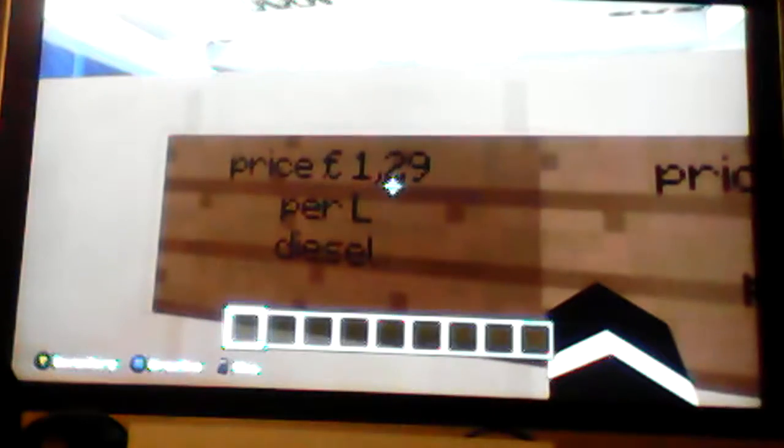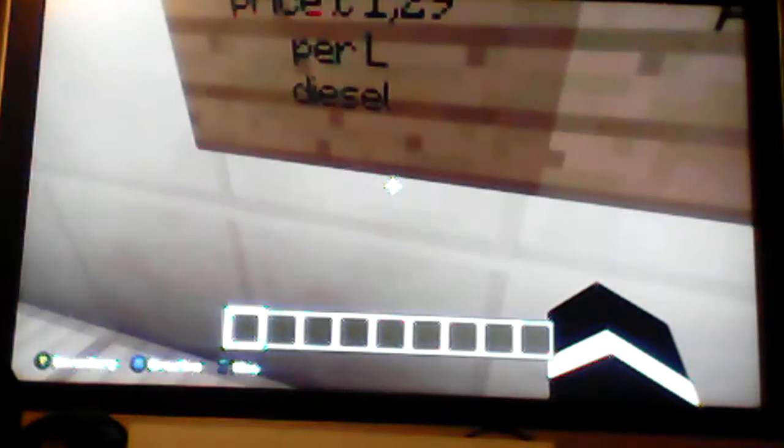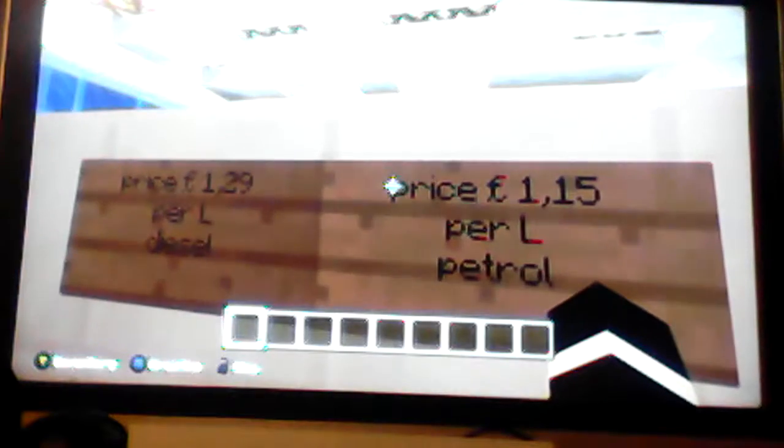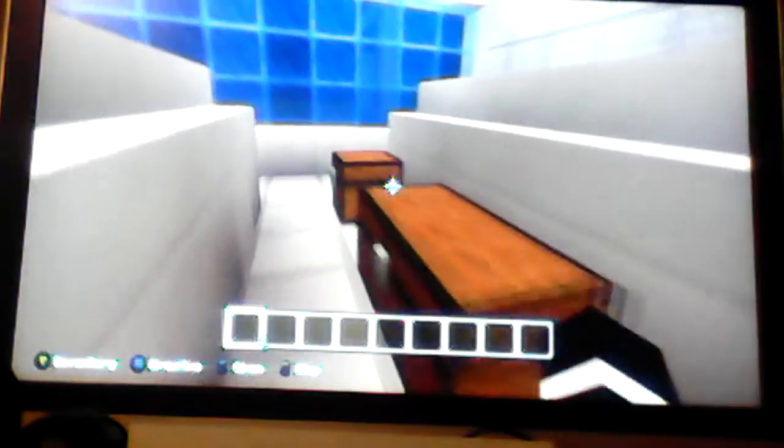And then you have the gas station. This is my horse right here. He uses his cars. This is my friend's, I think. Then you've got a nice thing, and then you've got the store, obviously. So, price $1.29 per liter of diesel, $1.15 per liter of petrol. Then you've got the cashier with money, I think, and then you've got a nice roof.